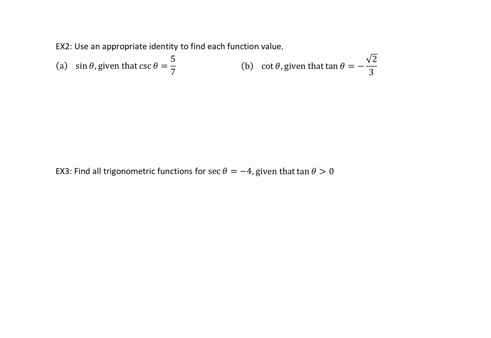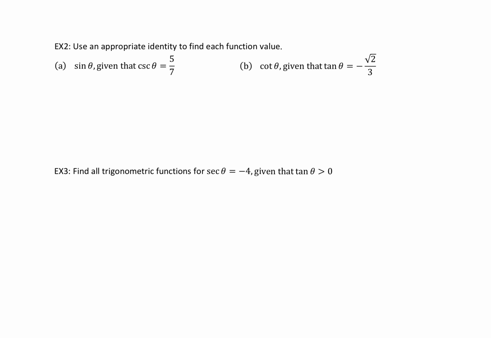Now in example 2, we're going to use an appropriate identity to find each function value. And I have sort of a trick in here. So we want to find sine of theta, given that cosecant of theta is equal to 5 over 7. So if you're on autopilot, you think, okay, sine, cosecant, they are reciprocals of each other. So if I know that cosecant is a positive 5 over 7, that must mean that sine of theta is equal to 7 over 5.